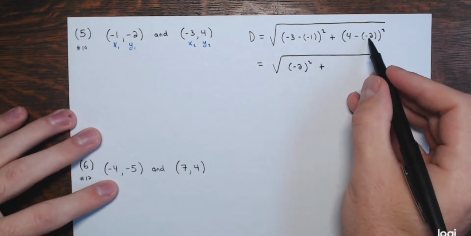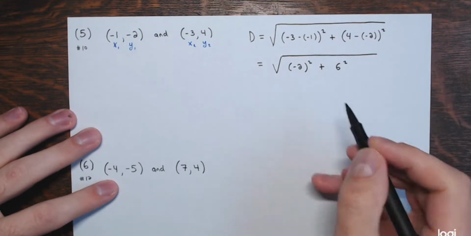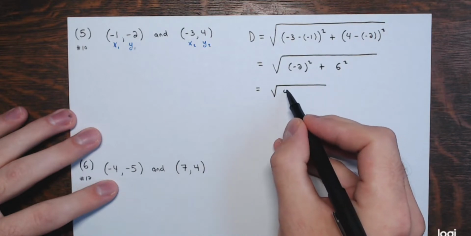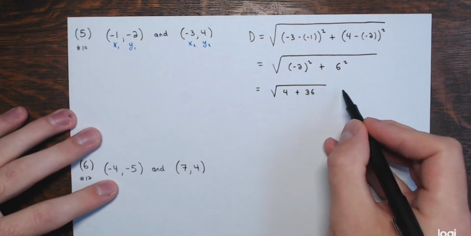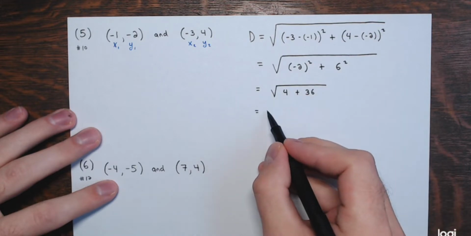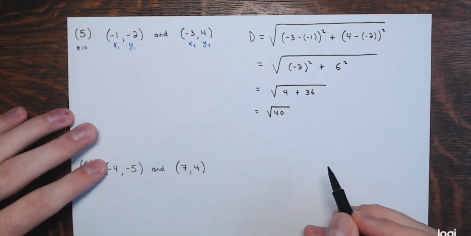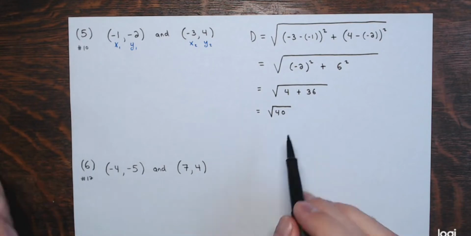4 minus -2 is 6, right, squared, 4 plus 2. So we have the square root of 4 plus 36. This isn't a nice perfect square. This is the square root of 40. 40 is not a nice perfect square. This is not going to be a whole number.